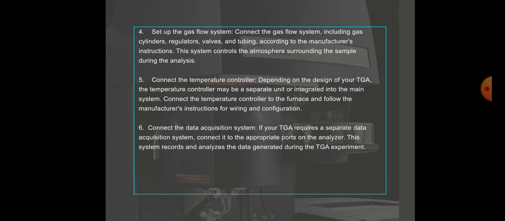Set up the gas flow system. Connect the gas flow system including gas cylinder, regulator, valves and tubing according to the manufacturer's instruction. This system controls the atmosphere surrounding the sample during the analysis.